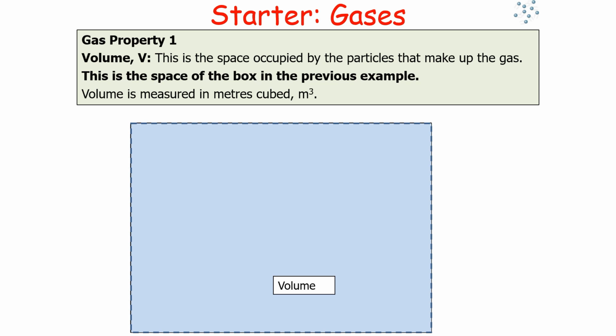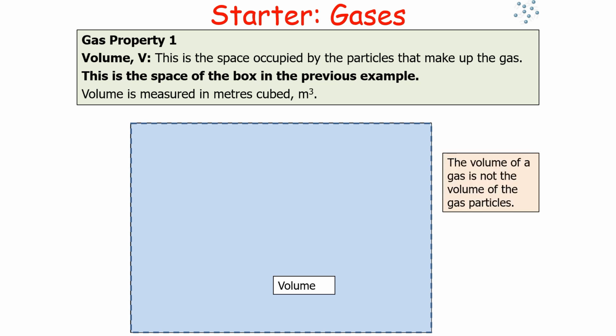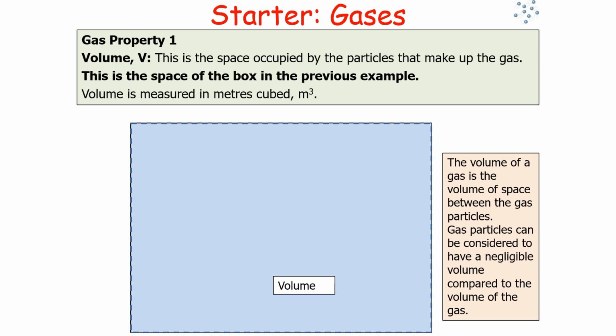So the volume is measured in meters cubed. Now it's important to note that the volume of a gas is not the volume of the individual gas particles, rather it's the volume of space between the gas particles. Now gas particles can be considered to have a negligible volume compared to the volume of the actual gas itself.